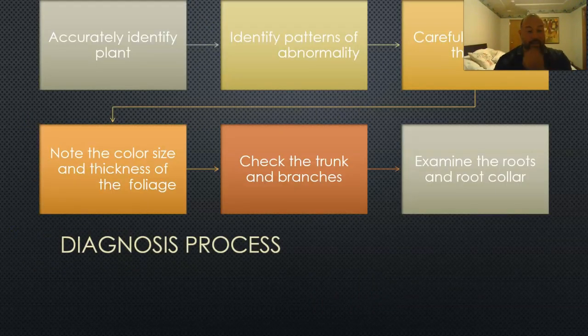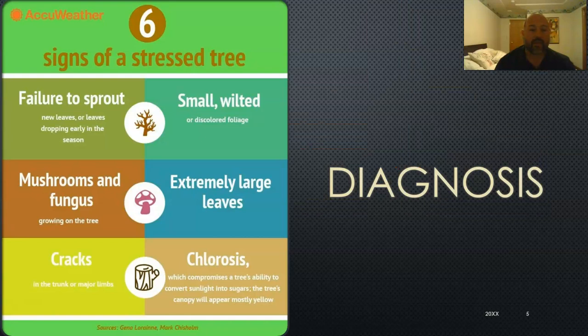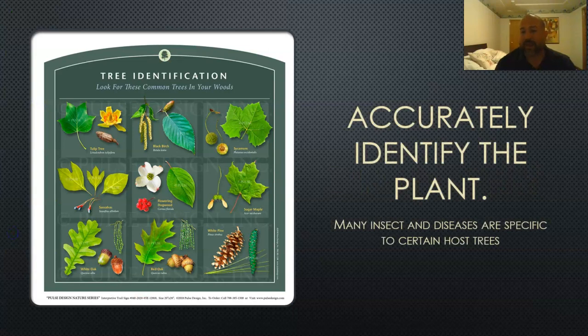So let's go over the diagnosis process. We'll go over it right now, and then we'll go over each step. So: accurately identify the plant, identify patterns of abnormality, carefully examine the site, notice the color and thickness of the foliage, check the trunk and branches, and then examine the roots and the root collar. So going over the steps of diagnosis, we're going to start with accurately identifying the plant.